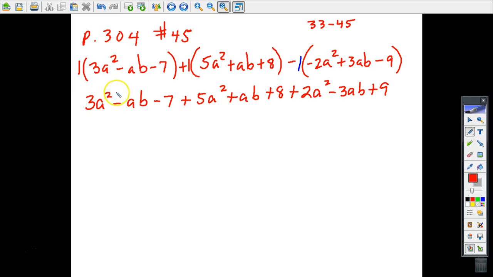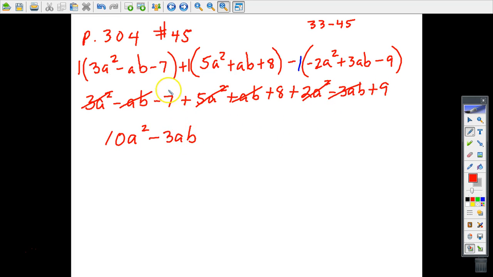So I'm going to start with the highest exponent for a, the quadratic, 3a squared. I can match that up with 5a squared and 2a squared, and that gives me 10a squared. And then I'm going to look for some other like terms, like I noticed that I've got some ab terms. Well, negative ab plus ab, of course that makes 0. Leaving me with minus 3ab.